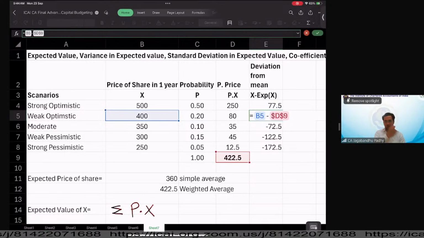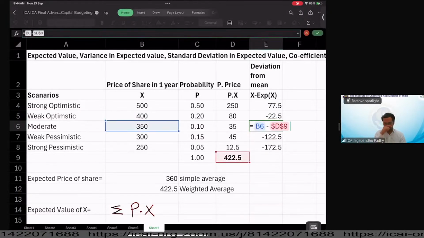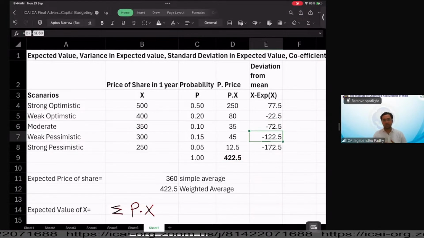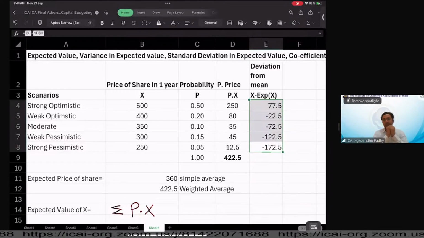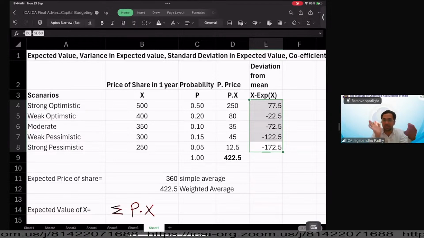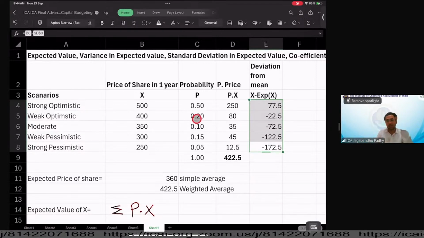In the same way, we can compute all other deviations: 400 minus 422.5, then 350 minus 422.5. But can I simply take the total of these deviations, or a simple average of these deviations, and say that this is the deviation expected? No. Why? Because each deviation has a different degree of probability.